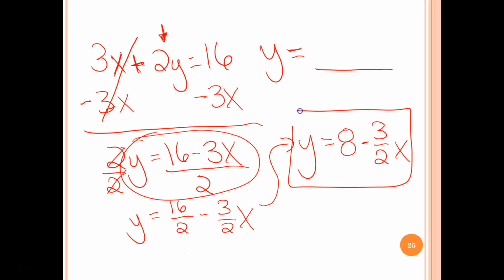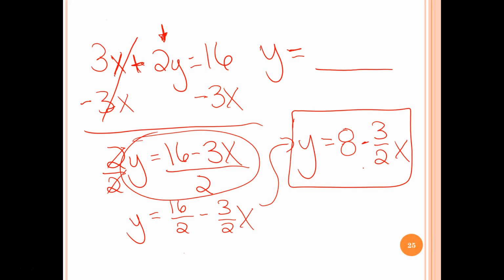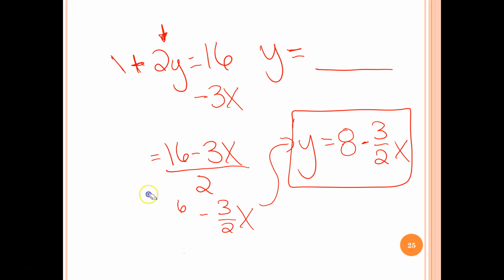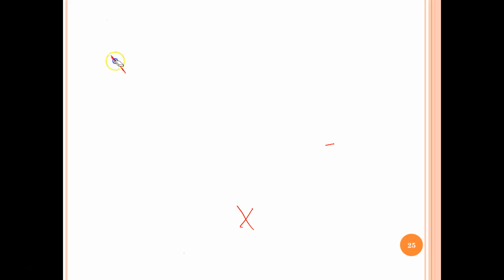All right, getting there, guys. Two more to go. Y equals 8 minus 3/2 x. All right. Let's clean this up. My goodness, thank goodness for technology. This makes things very easy. All right, so the next one we've got number 4.